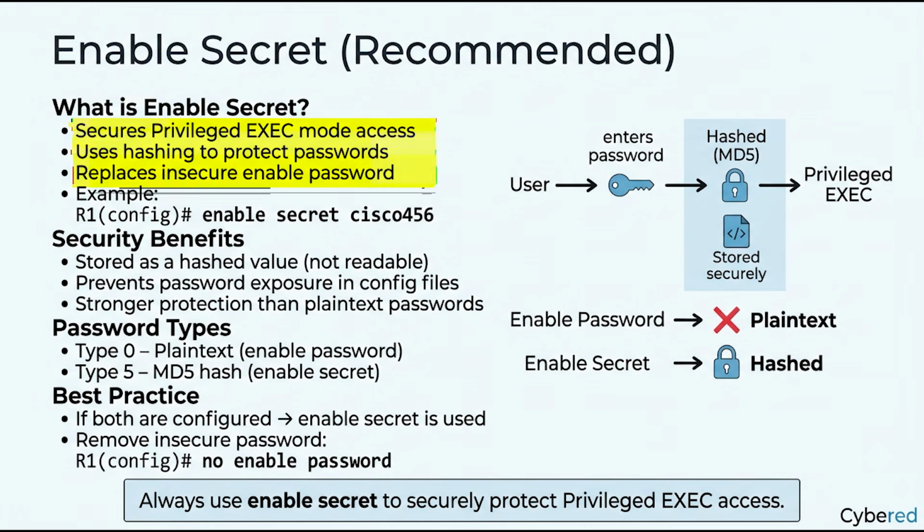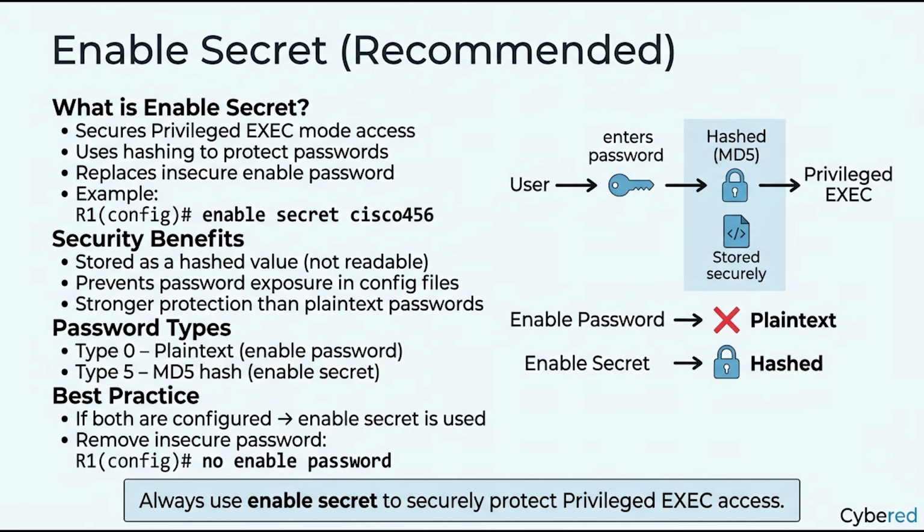A more secure method is the enable secret command, which encrypts the password using a hashing algorithm. Here's an example, it's enable secret. The password is stored in the configuration file as a hashed value, preventing it from being easily read. Cisco IOS uses numeric values to indicate the password encoding type. So type 0, plaintext, which is enable password, and type 5, MD5 hash, enable secret.